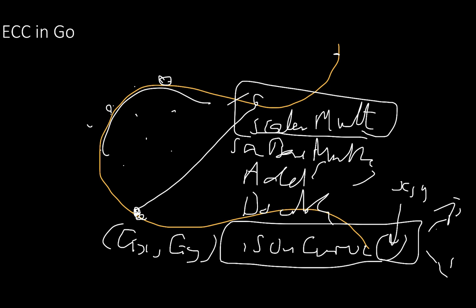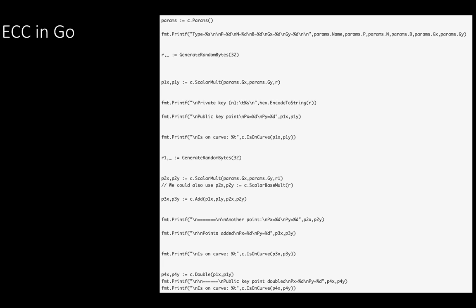Okay, so that's the core methods that we use for elliptic curve cryptography with Go. So here we go. This is our program here. I'll show you the program in a minute. We're going to grab the parameters for the curve that we specify, and we're going to display the b value, g of x, g of y, and n, and so on.